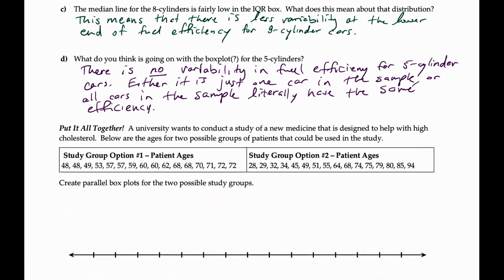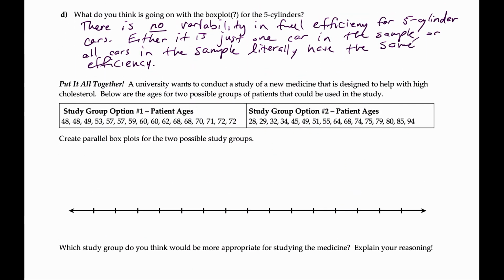Why don't we move on to the last bit that I'm going to have you do on your own, because I know you can do it. Here we have a couple of groups being studied for cholesterol. A university wants to conduct a study of a new medicine designed to help with high cholesterol. Below are the ages for 2 possible groups of patients that could be used in the study. Your first step is to create parallel box plots. Don't forget to label and scale. Check for your outliers.